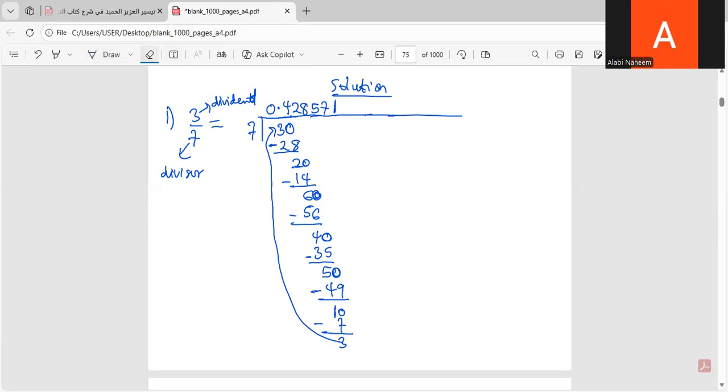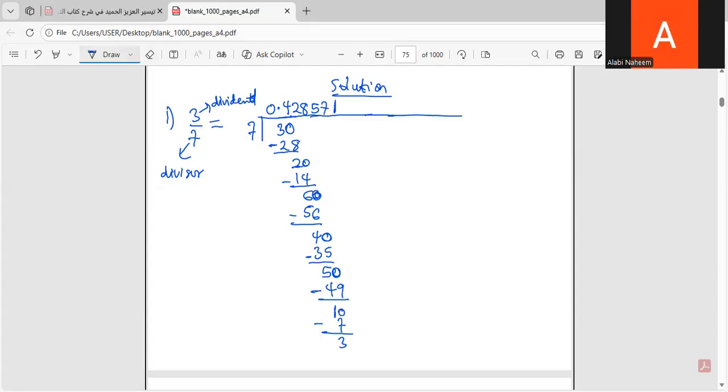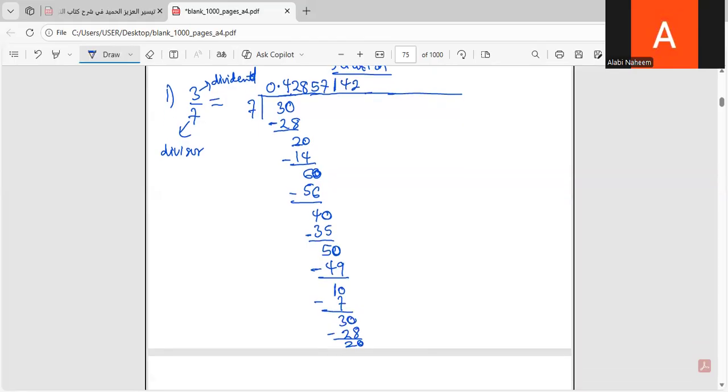So let's see how that will happen. Now 7 in 3 again. 3 is less than 7, so we include 0 here. 7 in 30 also is 4. 7 times 4 is 28. Subtract. You have 2. 7 in 2, 2 is less than 7. Include 0. 7 in 20, that's 2. 7 times 2 is 14. Subtract. 20 minus 14 is 6. Again, 7 in 6. 6 is less than 7. Include 0. 7 in 60 is now 8.